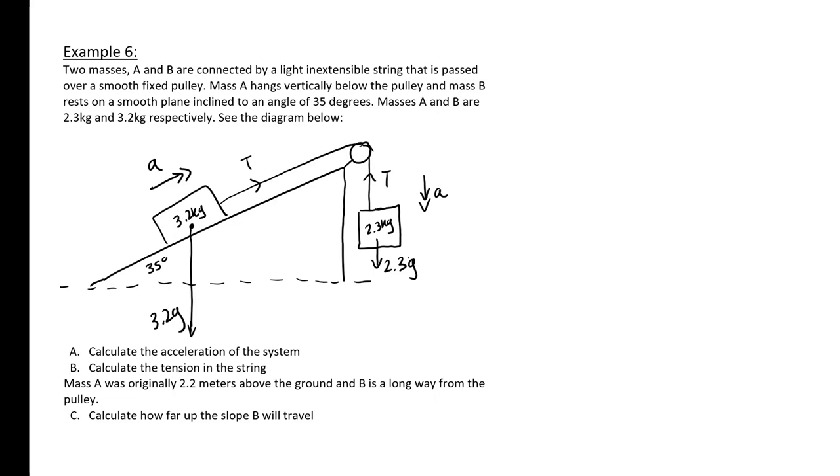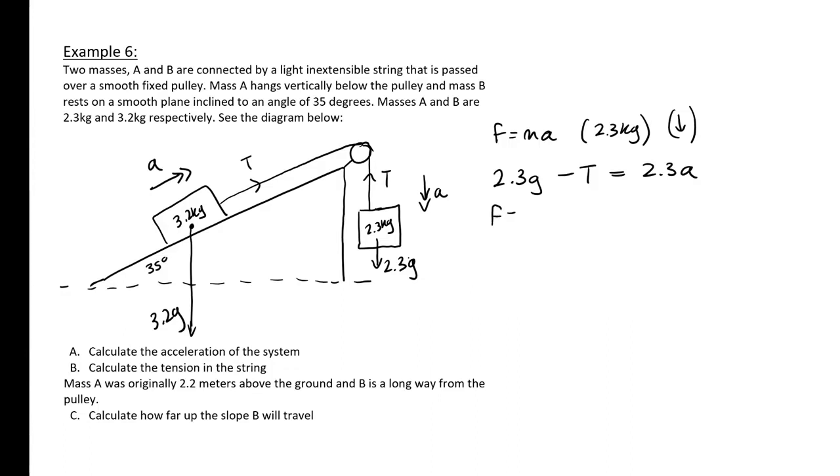Then, to deal with part A, calculate the acceleration. Well, acceleration, we bring this in by considering ma, so we have to do step 4, which is apply Newton's second law, F equals ma. We'll apply this to the 2.3 kilogram object first. It's accelerating down, so we'll take down to be positive. So 2.3g minus T is equal to 2.3a.